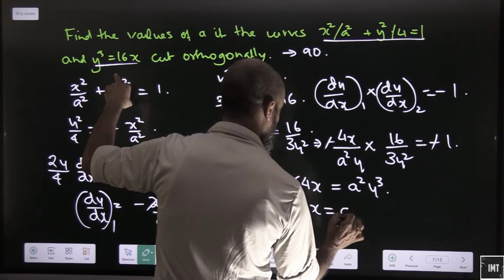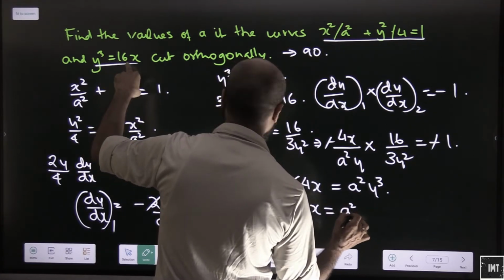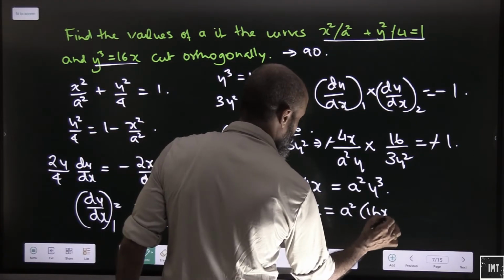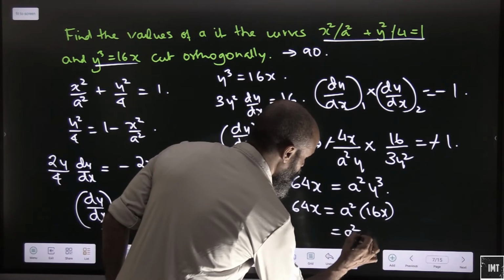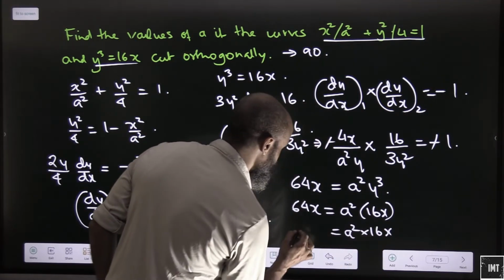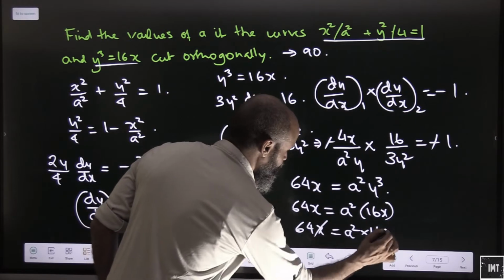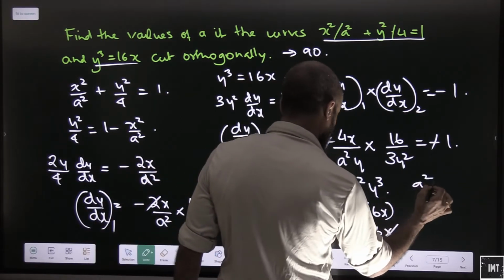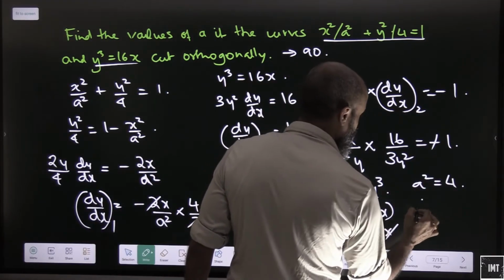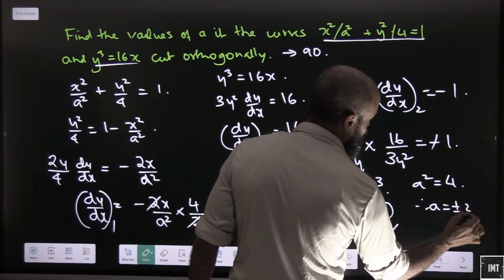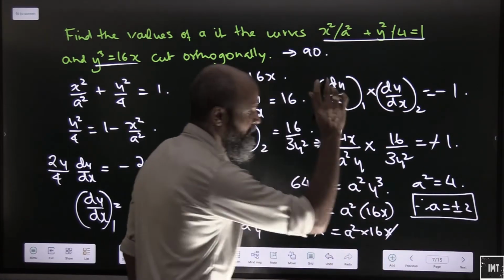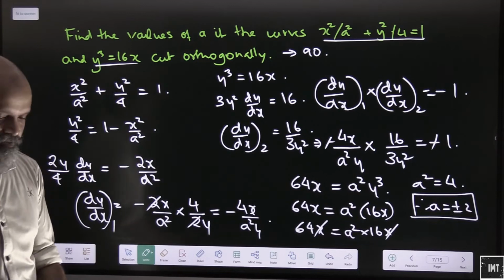64x is equal to a square, for y cube we can put 16x, so this will be a square into 16x is equal to 64x. x and x get cancelled, a square becomes 4, so therefore a will be equal to plus minus 2. That will be the value of a.